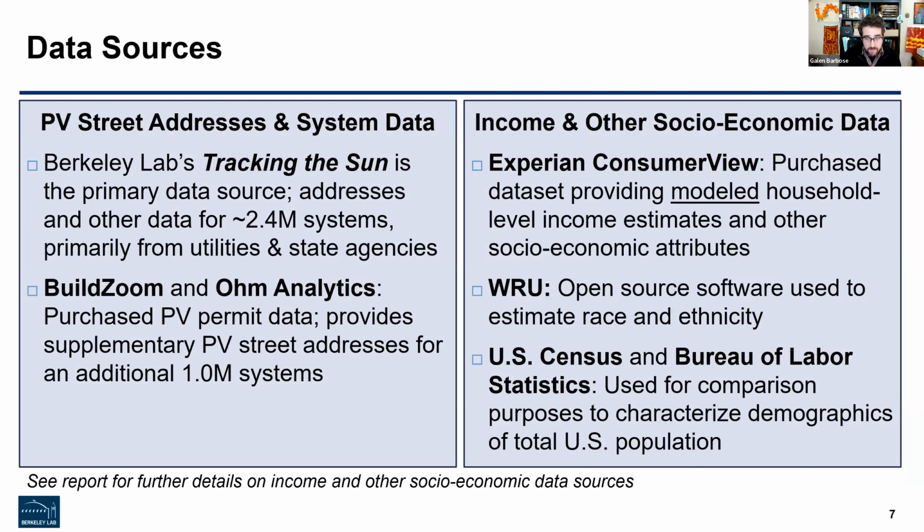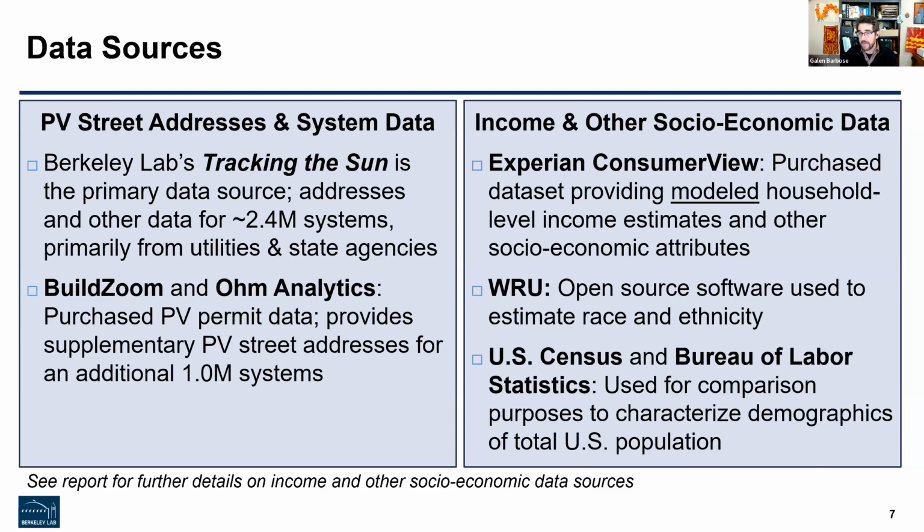So a little bit more detail on the underlying data sources. This work is all based on address level data. And there are really two main elements to that. On the left-hand side, first we build out a data set of PV systems installed across the country with street addresses. Most of those data come from our annual Tracking the Sun report and the associated data collection for that, which some of you may be familiar with.